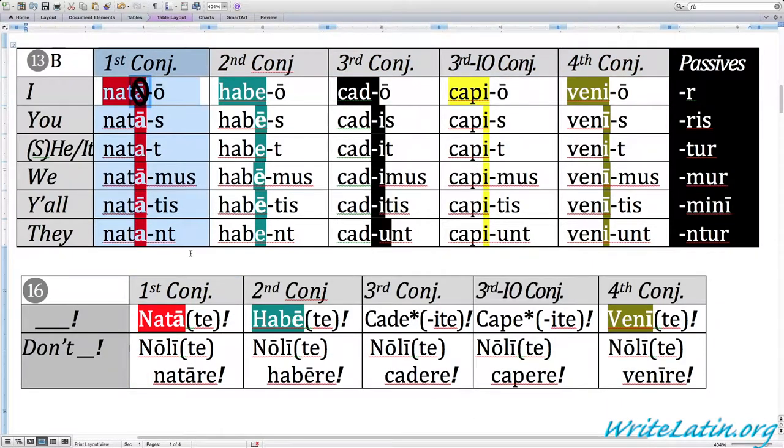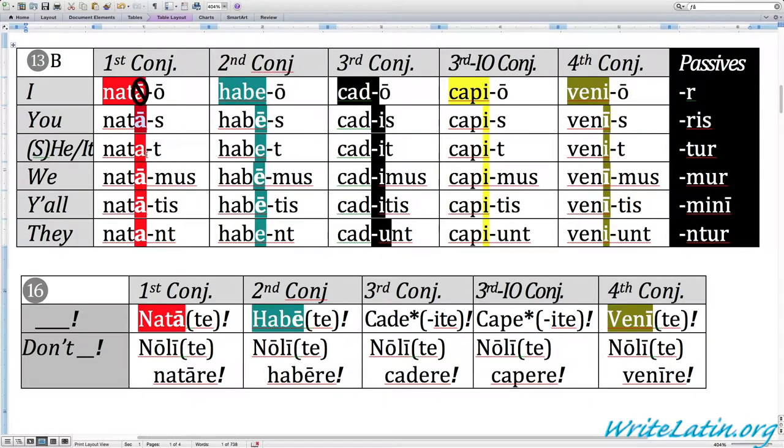First conjugation has these forms and those command forms. Second conjugation has these forms and those command forms, and so on. If you look at my color codings here, red, blue, black, yellow, brown, you'll notice that each conjugation has a particular characteristic vowel at the end, right before the personal ending, the thing that changes. And that particular vowel is the sign of that conjugation. In the first conjugation, it is a long A.